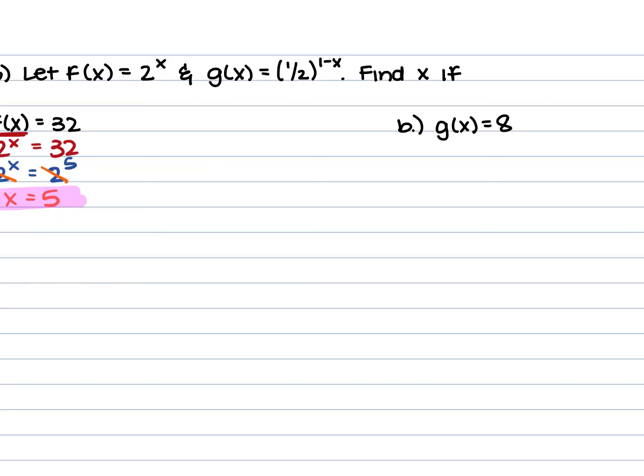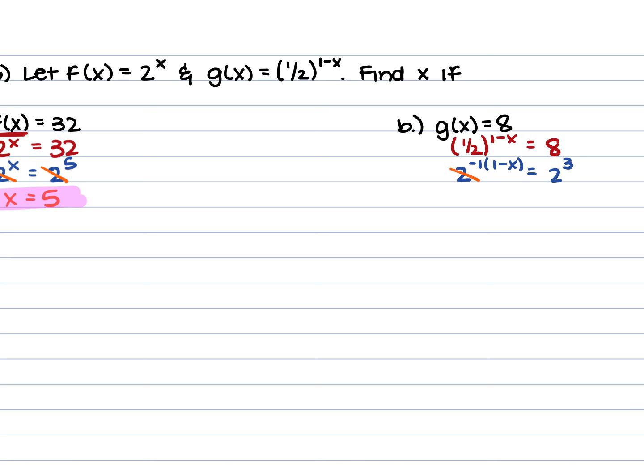For example B, we have g of x is equal to 8. Well, g of x is 1/2 to the power of 1 minus x, and that g of x is equal to 8. So this 1/2 to the power of 1 minus x is equal to 8. 8 is the same exact thing as 2 to the third power, and 1/2 is the same thing as 2 to the negative first power. If we multiply the power of negative 1 to that 1 minus x, we would just have one expression for that power.